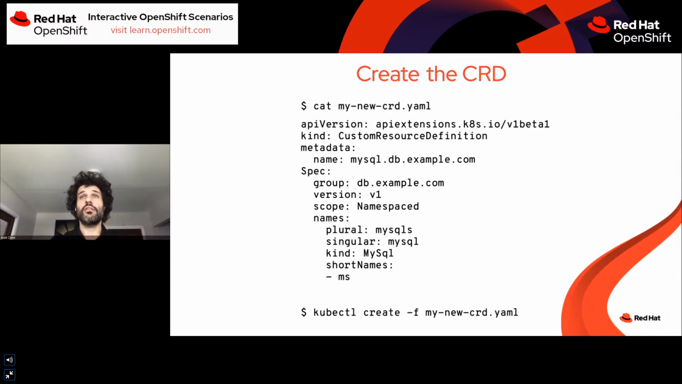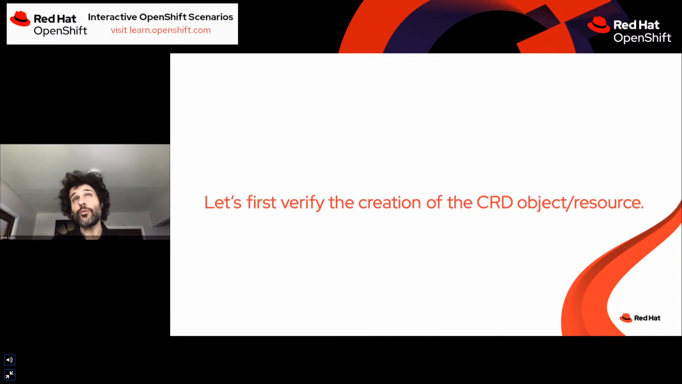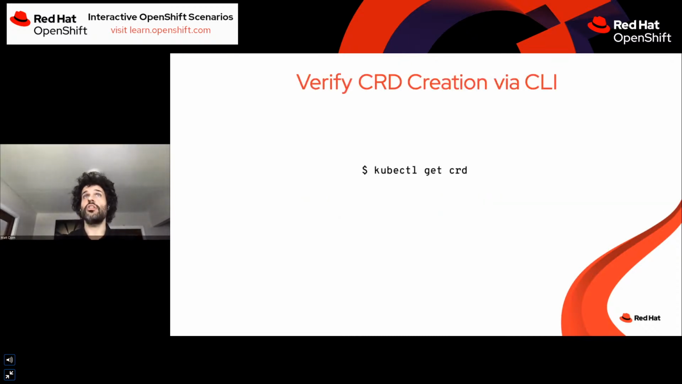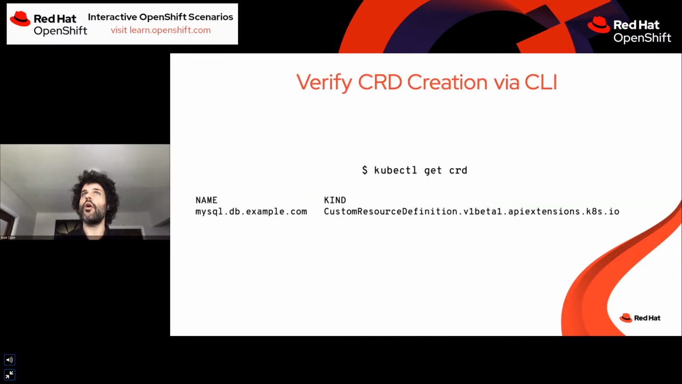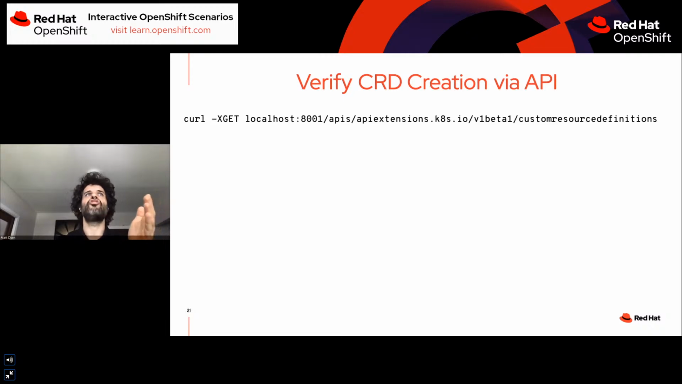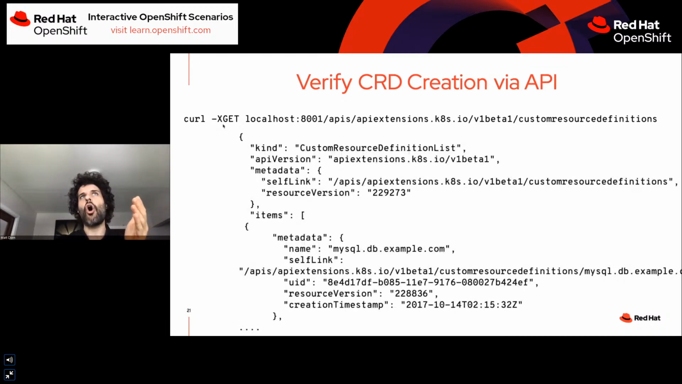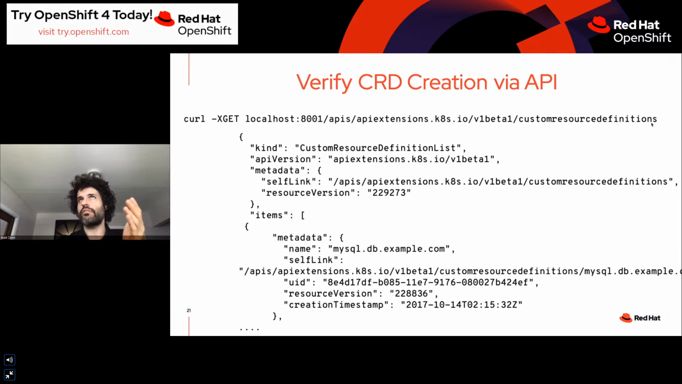So let's go ahead and create this custom resource definition. After we create it, we run the command kubectl get crd. Notice when we run that command, it comes back and says, yep, I created the MySQL endpoint for you. And of course, running kubectl get crd is the exact same thing as just sending a RESTful GET call to this API endpoint, custom resource definitions, and seeing that this MySQL object was created, as you can see down here.